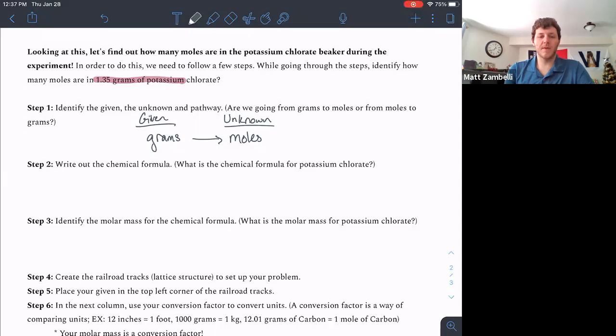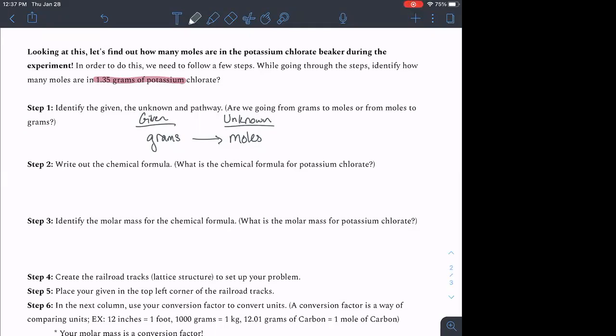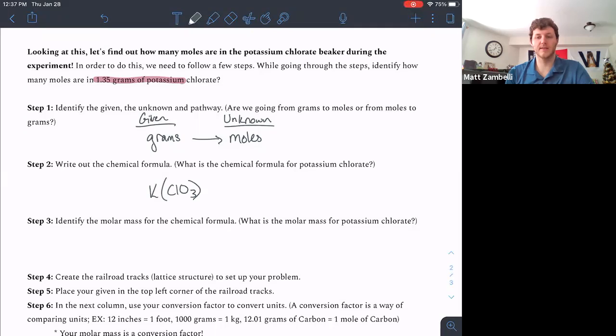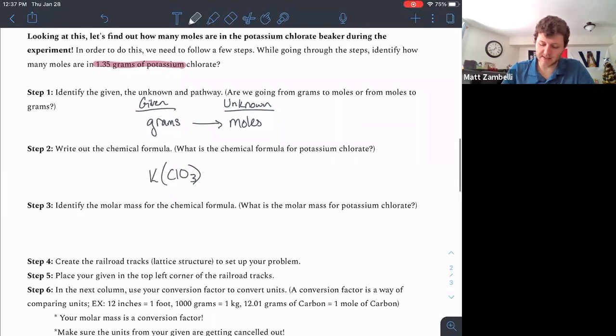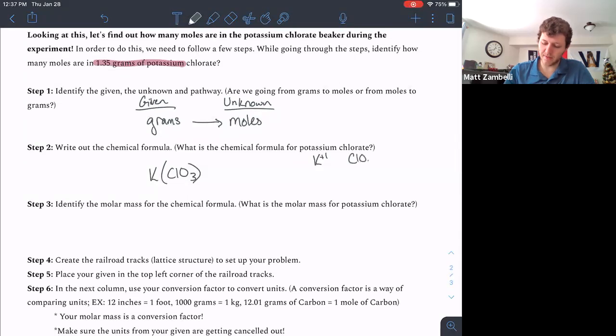All right, did anybody come up with the correct formula? Yeah. What'd you get? K(ClO3). Perfect. Does anybody disagree? All right, perfect. Everybody got it right then, because potassium has that +1 charge, and chlorate is ClO3 with a -1 charge. And we know it's ClO3 and not just Cl because of that ATE at the end.